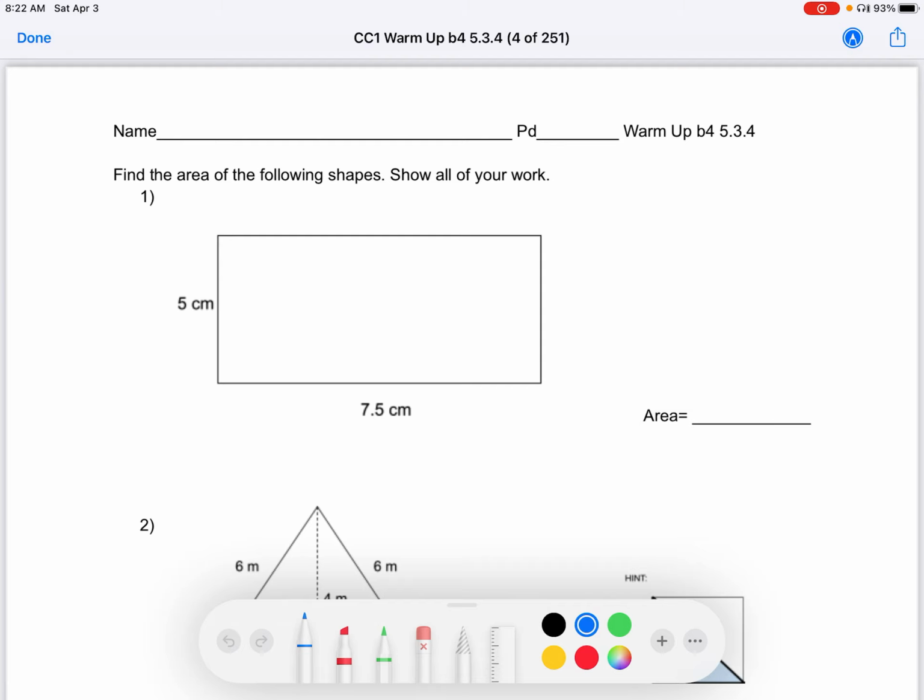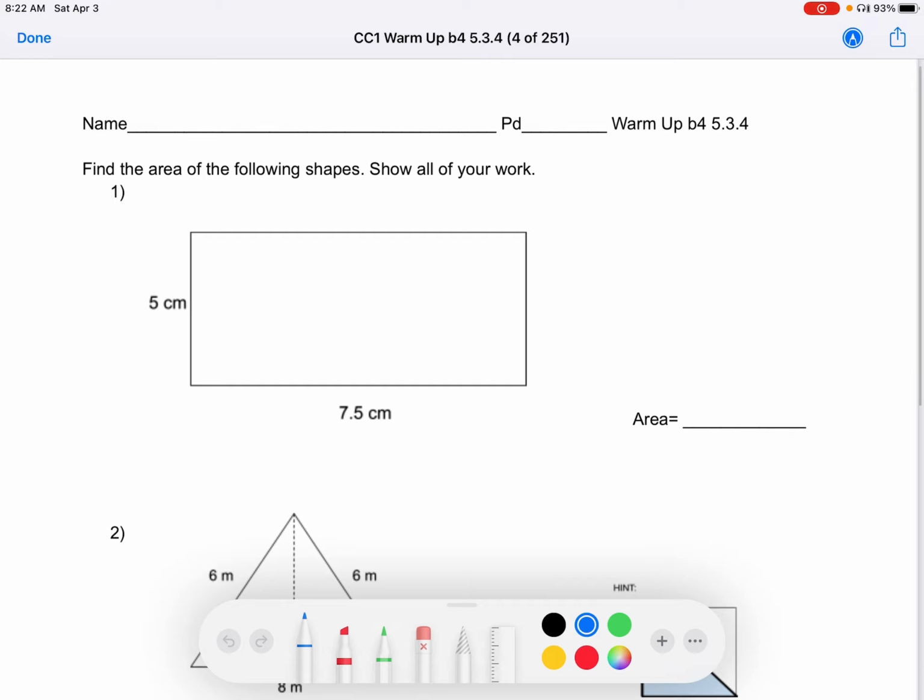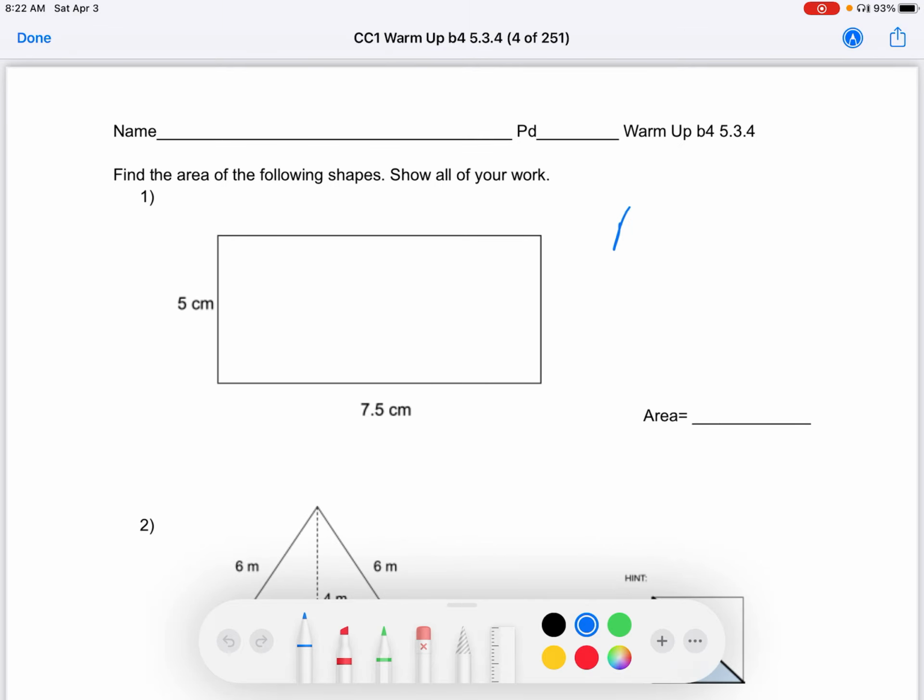Area of any rectangle, right, is area equals base times height, and the base in this case is 7.5. Could also be the 5. And the height then is the 5, so we're going to multiply those, right? And we are going to get 37.5. And what do we got? Square centimeters. Okay.